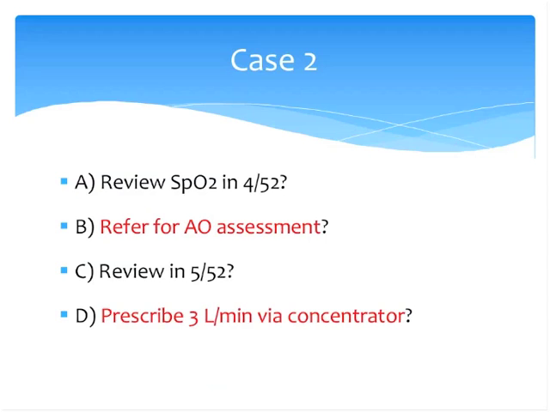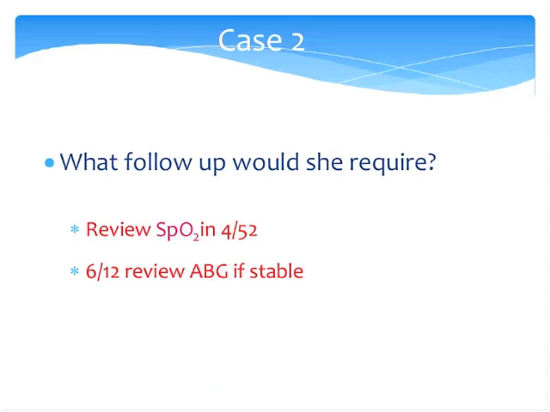So those of you who typed in will see that you're quite correct. So you would prescribe 3 litres of oxygen via the concentrator, so increasing the oxygen amount, and refer for ambulatory oxygen assessment. So we know that this patient now would like some ambulatory. In terms of follow-up, she should be followed up via saturations in 4 weeks, and she should then have a 6-month review if her ABGs are stable.